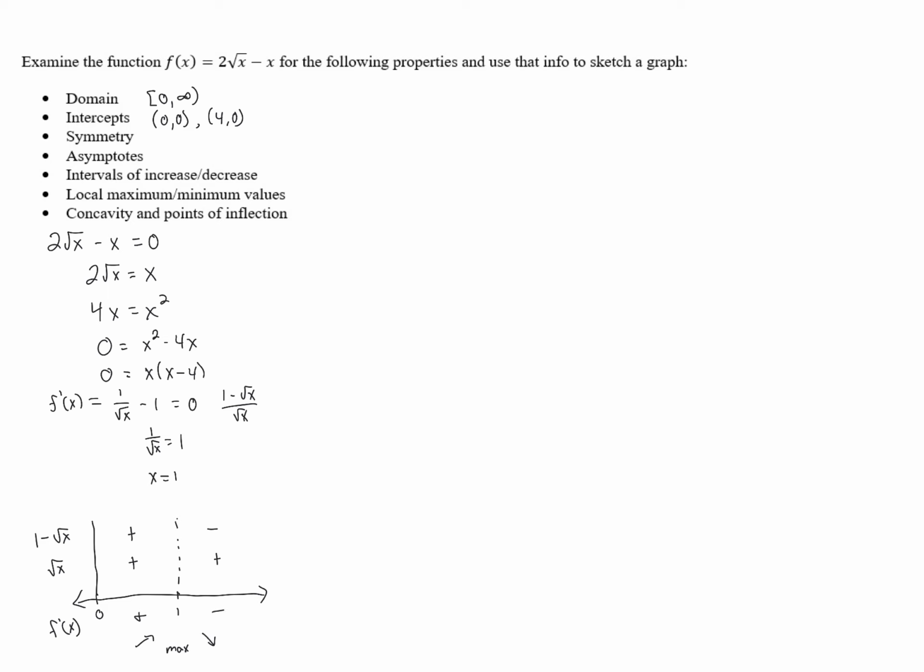And if we do plug that into the function, that's going to give us 2 times 1, which is 2, minus 1, which is 1. So that's going to be at the point 1, comma 1.